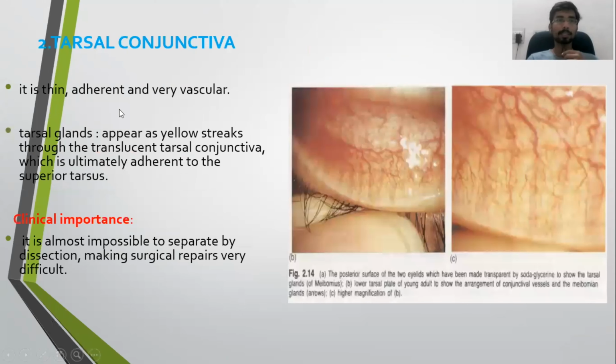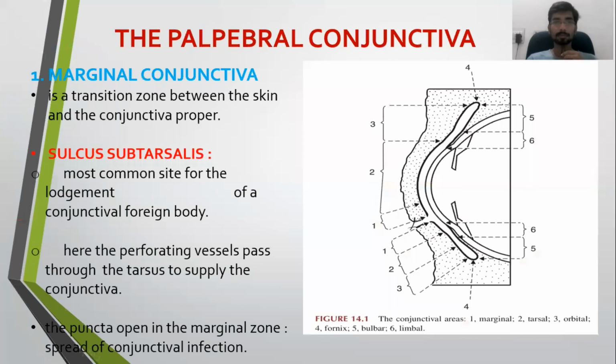Next, tarsal conjunctiva. It is thin and adherent and it is very vascular. Tarsal glands appear as yellow streaks through the translucent tarsal conjunctiva, which is ultimately adherent to the superior tarsus. And clinical importance is it is almost impossible to separate by dissection, making surgical repairs very difficult. So this is tarsal conjunctiva.